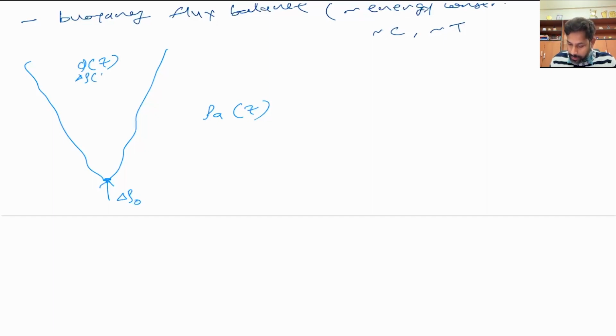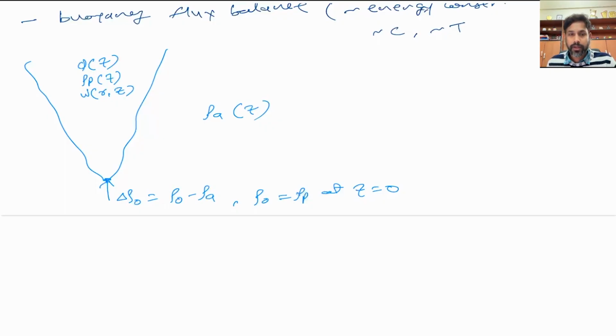Also your delta rho is a function of z, or in other words, we can call rho p as a function of z, where rho p is the plume, and here we can call it as rho naught minus rho a, where rho naught is the rho p at z equal to 0. So both q and rho p are functions of z, and then obviously there is w, which is a function of r and z, which is the vertical velocity.